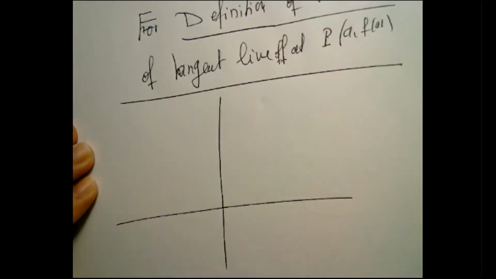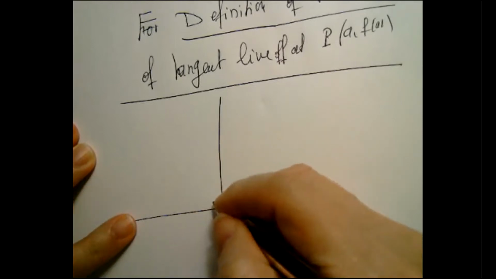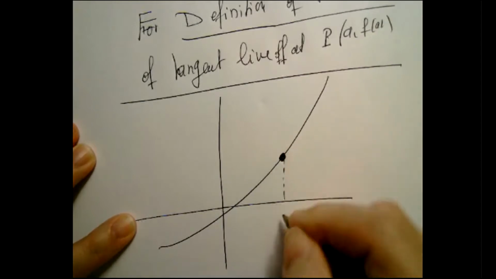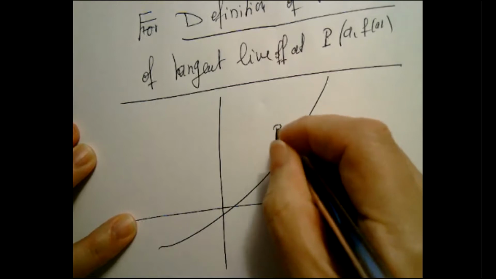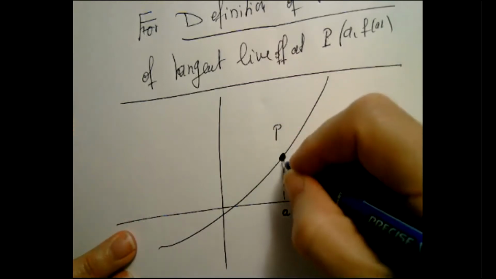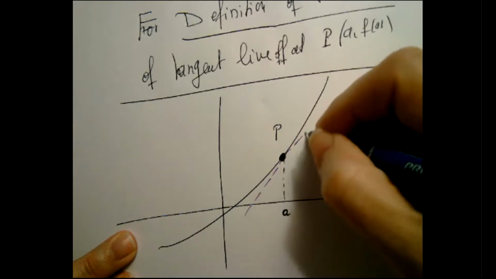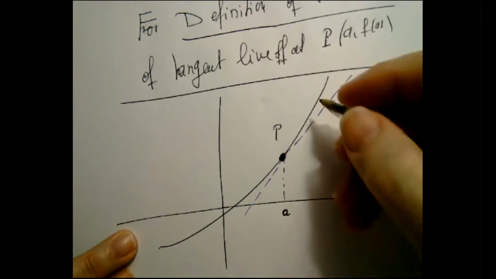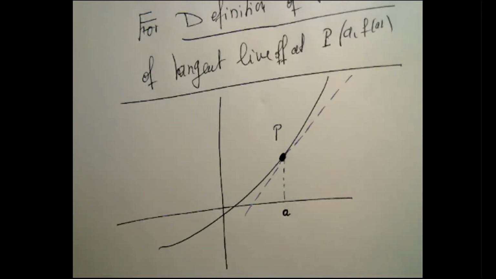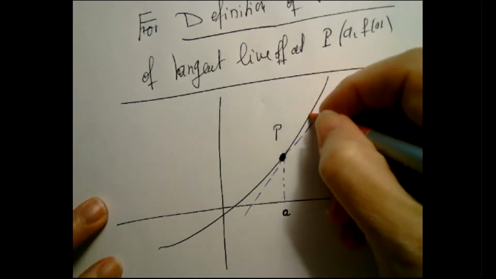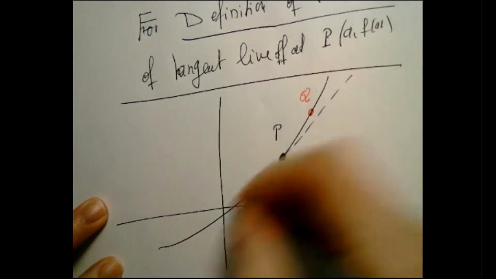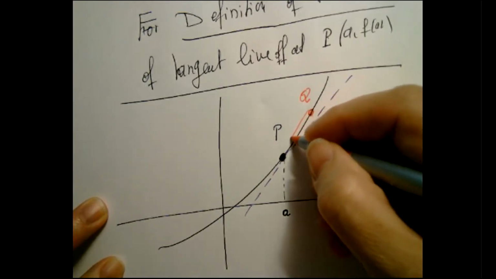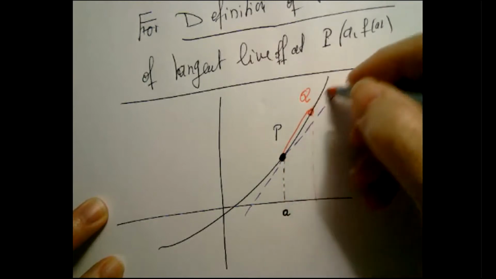So this is my function. The function is any function. This is my point, that's my fixed point A. That's my base point, and this is my tangent line. Okay, so how are we going to define the slope of the tangent line? What did we do? We took a point Q, which is very, very close to P. That's intuitively what we did. We took this point Q from both sides, and we found the slope of the line PQ.